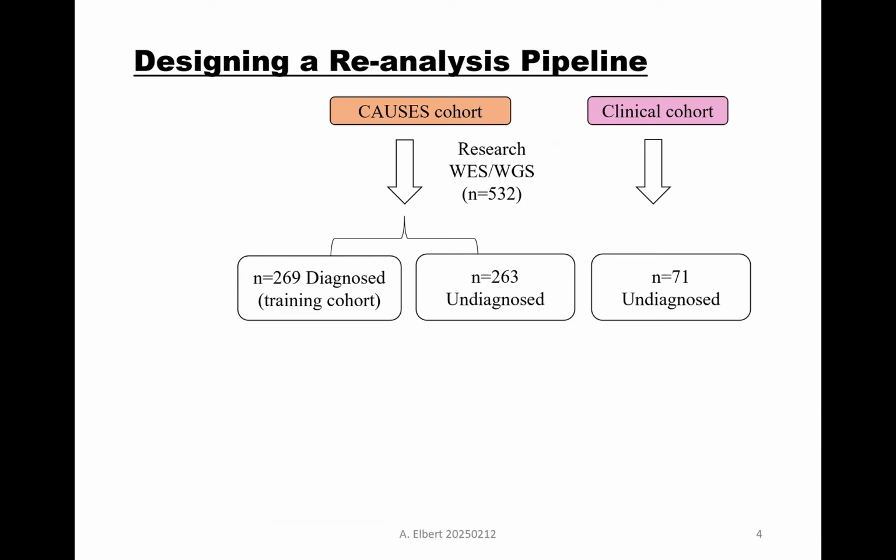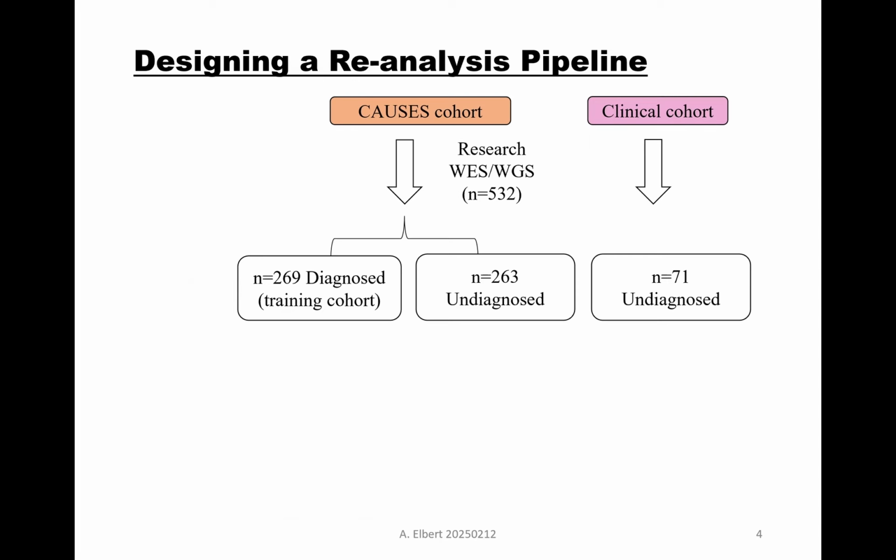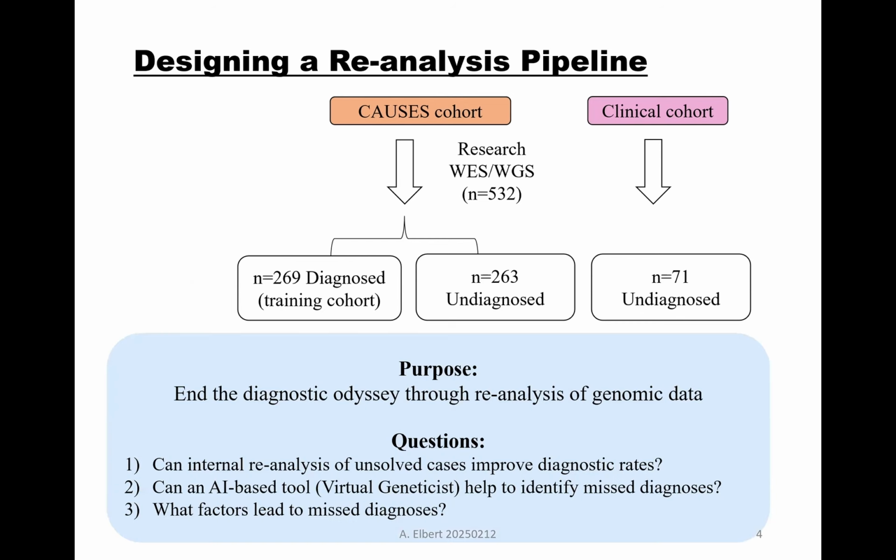We obtained the raw data for 71 unsolved patient data sets from our provincial program. That's the one in pink there, the clinical cohort. And then we collaborated also with a research endeavor, the CAUSES study, which was a local study that set out to solve more than 500 patients with rare disease, and that's the orange box there. What was helpful there is that they had a diagnosed cohort that we use sort of for our own learning of 269 patients, most of which were done through exome.